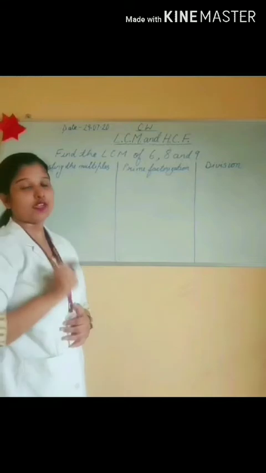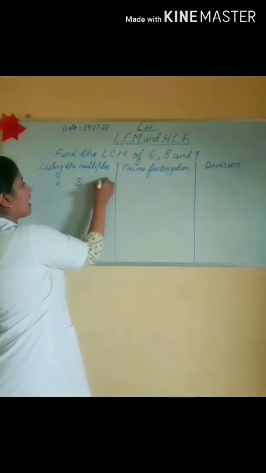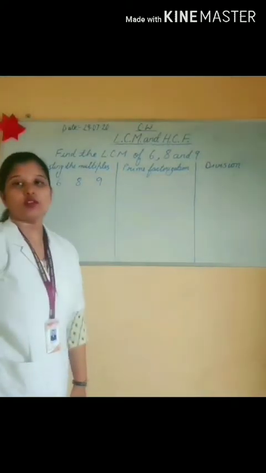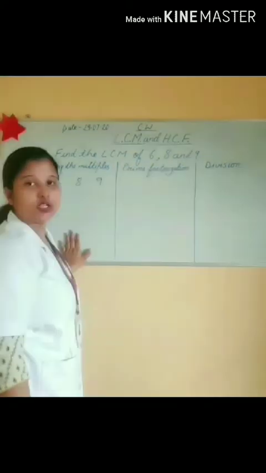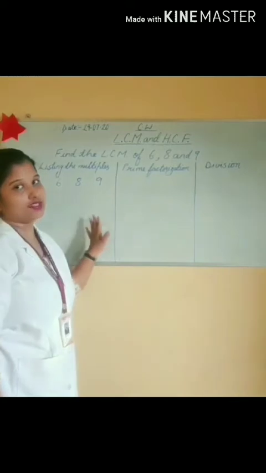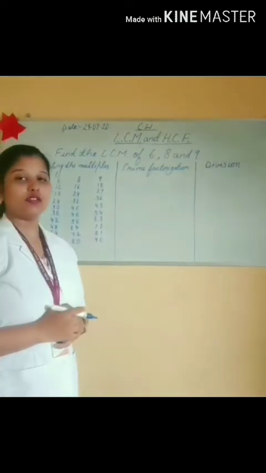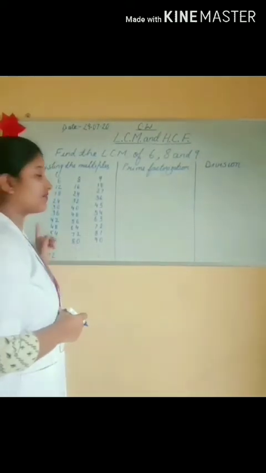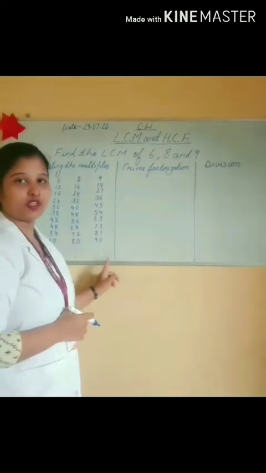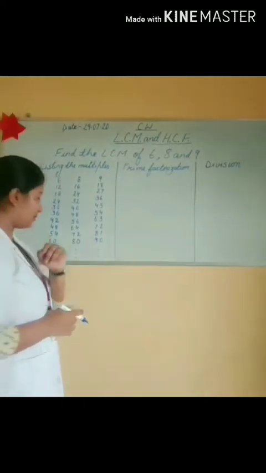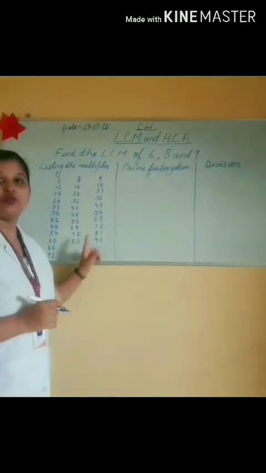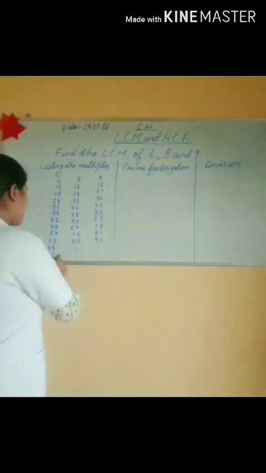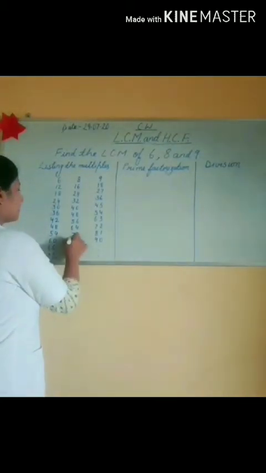Okay, let's move on. Now, here we have three numbers, 6, 8 and 9. I will write the multiples of 6, 8 and 9. Well, students, I have written the multiples of 6, 8 and 9. We already have one multiple which is common to all, that is 72.